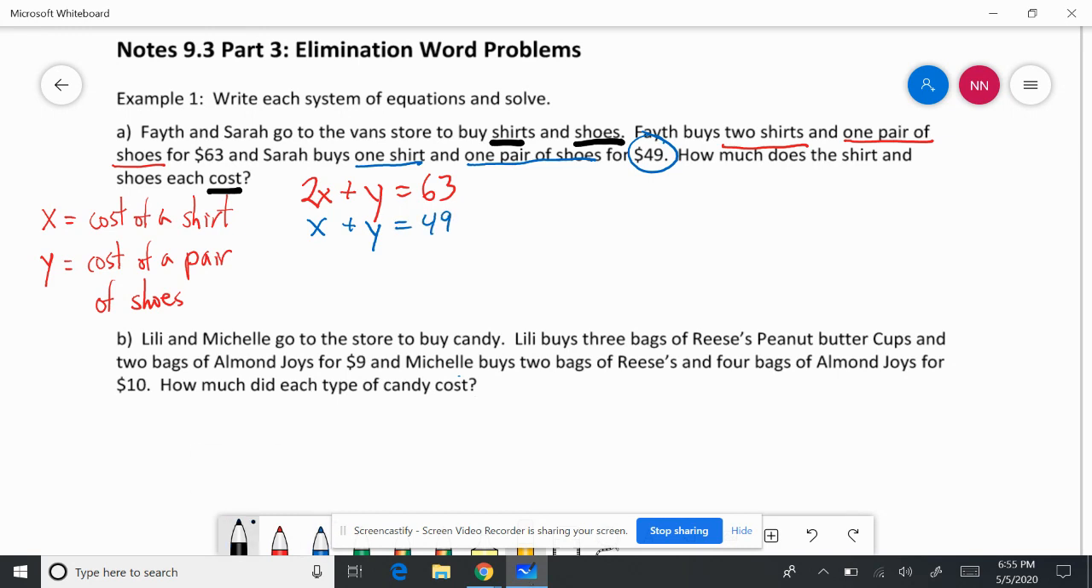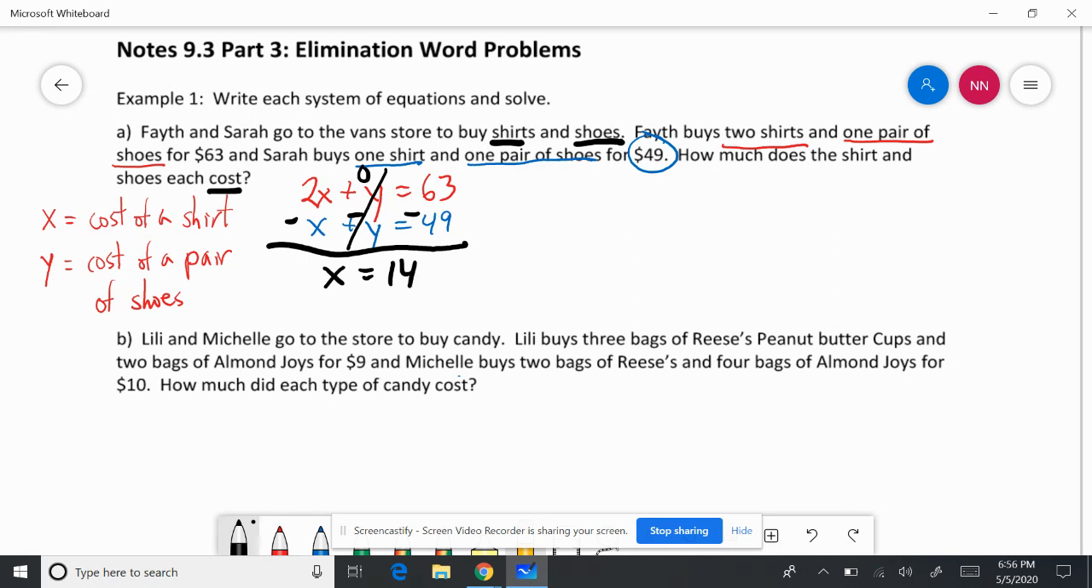Now what we need are opposites in order to solve this. So I'm going to subtract the bottom equation, and the reason that I'm doing this is that now the y's are opposites. So they cancel, they become 0 when we subtract. 2x minus x is x. 63 minus 49 is 14.